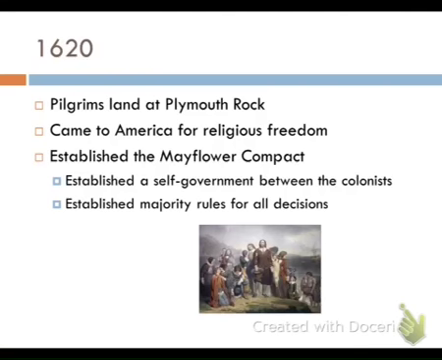They established the Mayflower Compact. This established a self-government between the colonists, which means that they had a democracy. Everybody had a vote, and by everybody having a vote, they also established a majority rules for all decisions. Nobody would have their feelings hurt, but they would all work together to find a way to be successful.